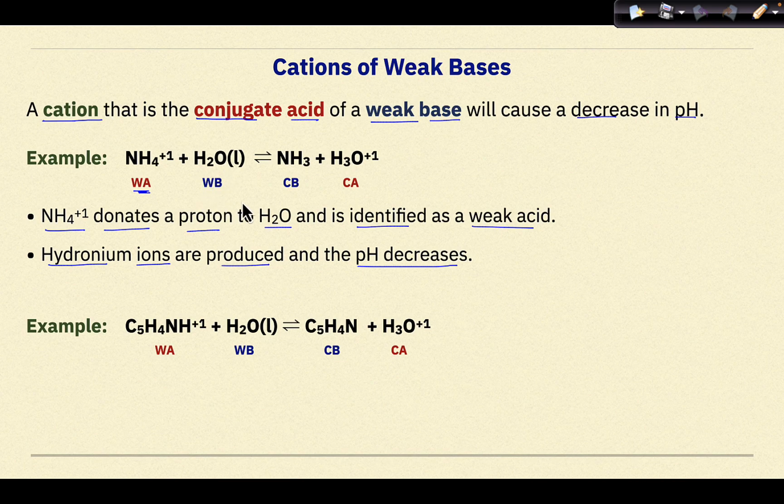So again, when we look at this reaction, we can see our conjugate acid-base pairs. And as soon as we see that the hydronium ion is produced, the pH will decrease and the solution will become more acidic. Let's look at another example.